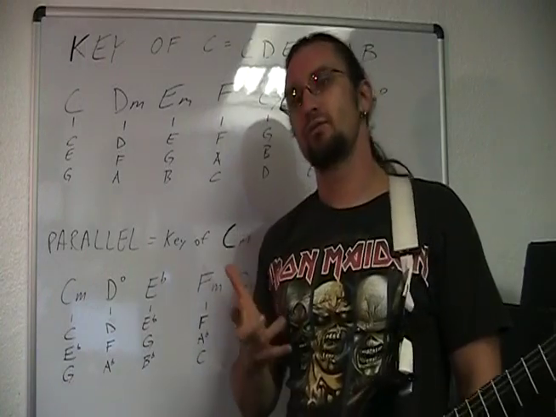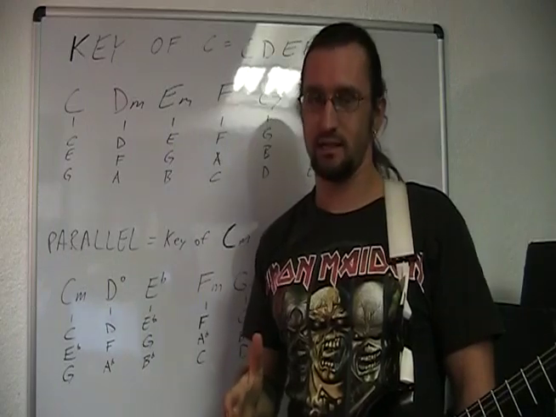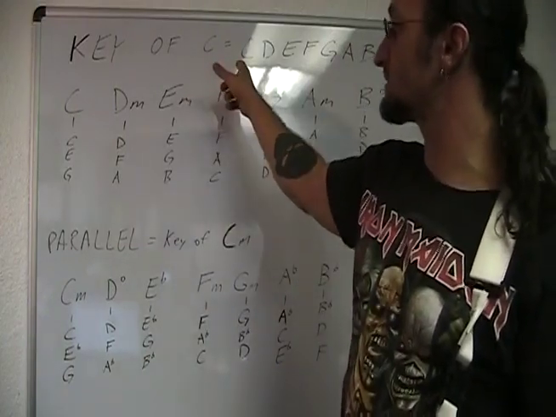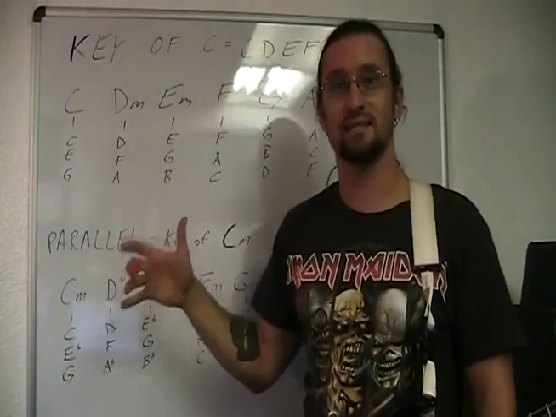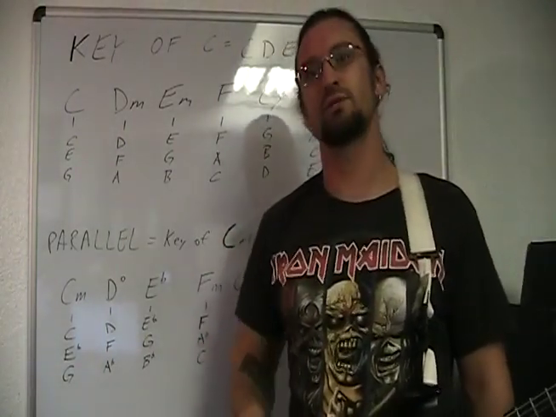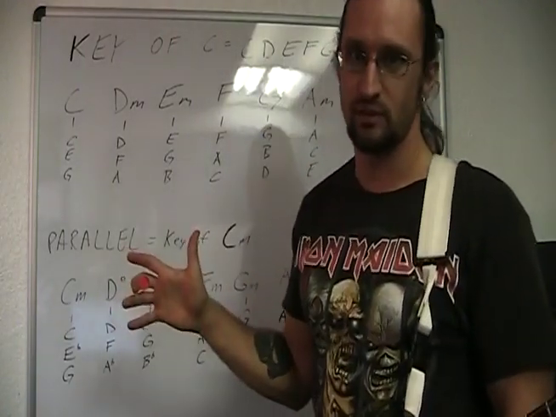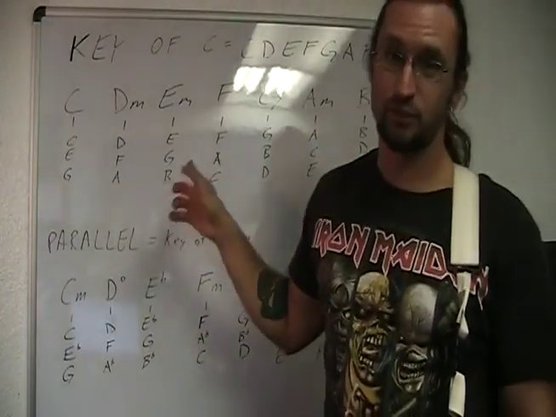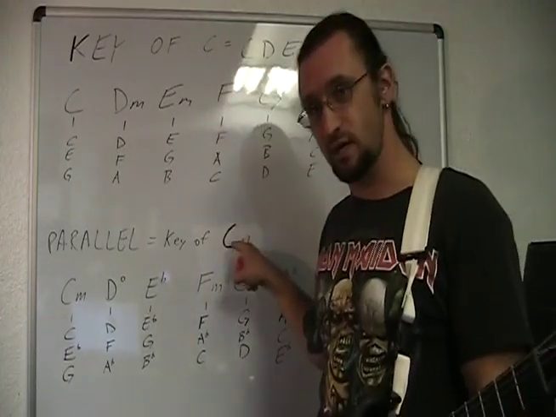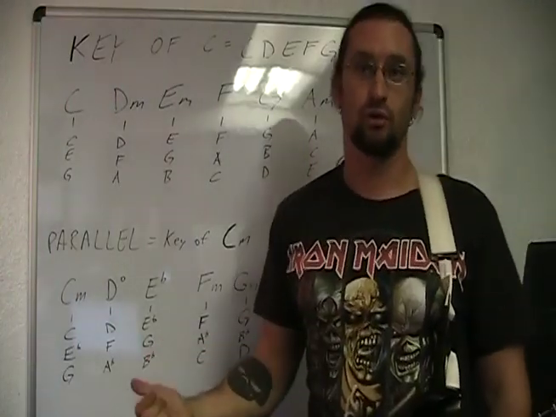Now, every major key has its parallel key. Not relative minor, that's something different. A relative minor, for the key of C, would be the key of A minor, which is the exact same 7 notes, the exact same 7 chords right here. There is no difference whatsoever other than you're considering A the root note instead of C. So the parallel to a major key is simply take that root note C and make it the key of C minor. That's a parallel.